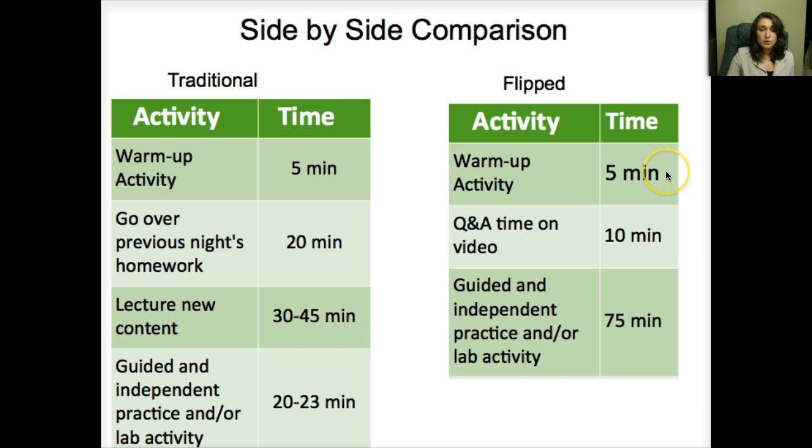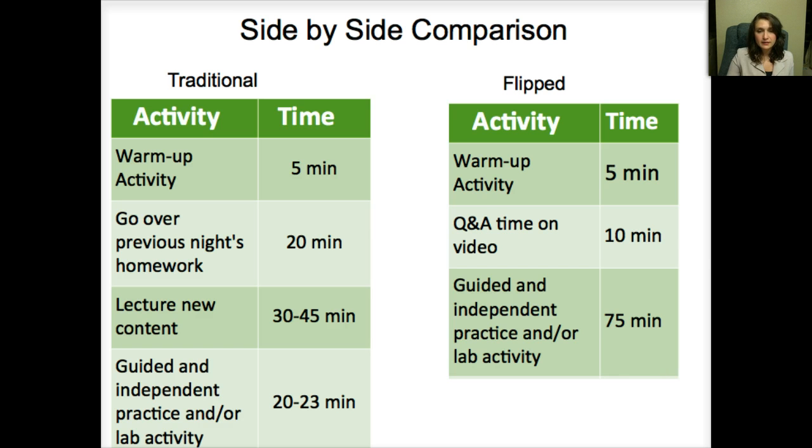You have your 5-minute warm-up or your bell ringer, then you have 10 minutes of question and answer based on the activity from beforehand. And then you have your 75 minutes of that inquiry-based, project-based learning, the lab activities, really the learning that really matters. And this is what I was talking about, just the fact that good quality teaching is necessary. Now most of your class period is spent doing this, and that is the hard part of teaching, but it's also the most rewarding part of teaching.